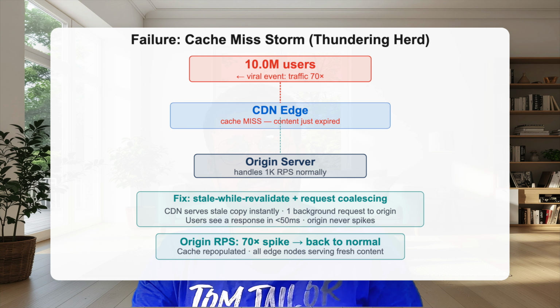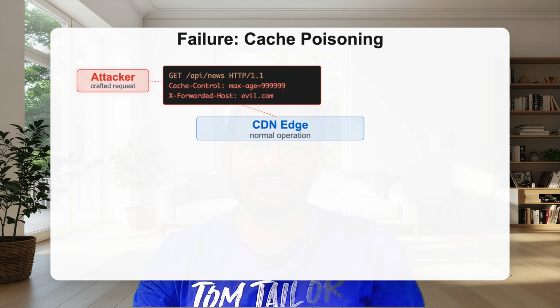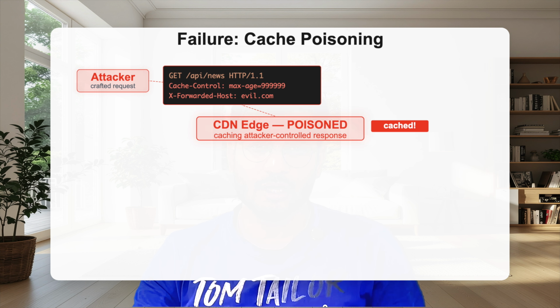The next failure is cache poisoning. If an attacker sends a malicious request whose response contains cache-control max-age 86400, the CDN caches the poisoned response. For the next 24 hours, everyone gets the attacker's content. Now, the fix for this is to validate origin responses before caching.